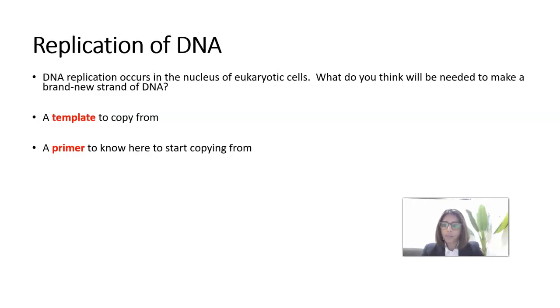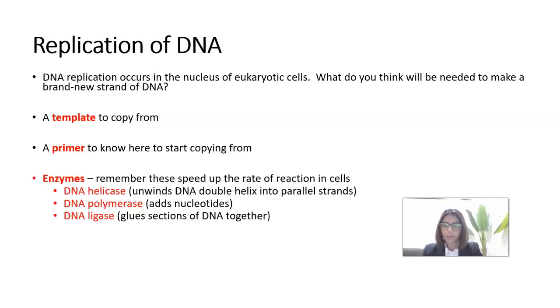DNA requires a primer, and this is a short piece of code that tells DNA where to start copying from. So you can think about it as a bookmark. So we've got a template and we've got our primer. And then we have a series of enzymes. Now you'll remember that enzymes are protein-based catalysts, and these speed up the rate of reaction without being changed themselves. So they're vitally important for life.